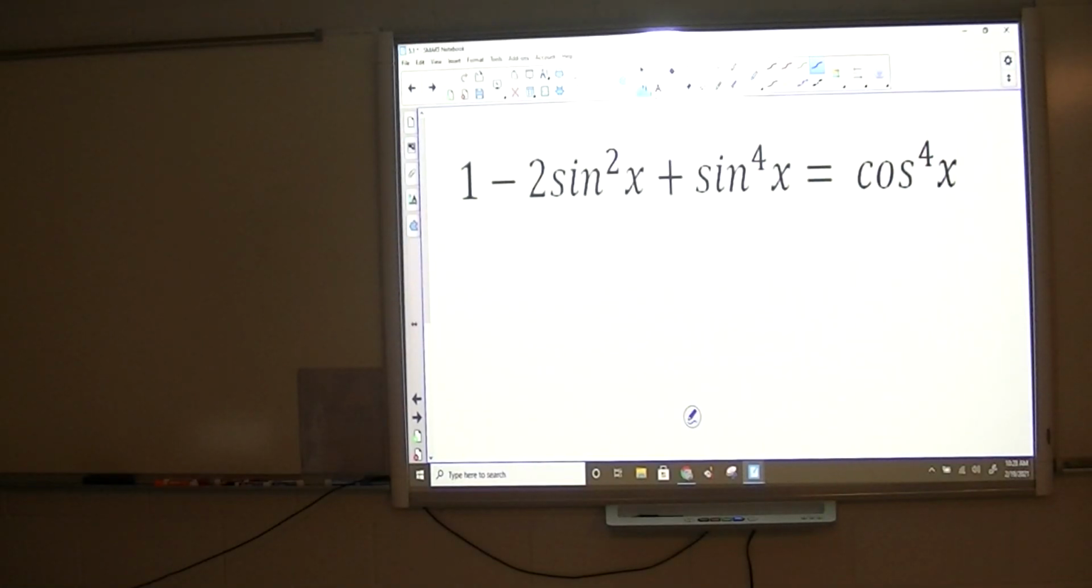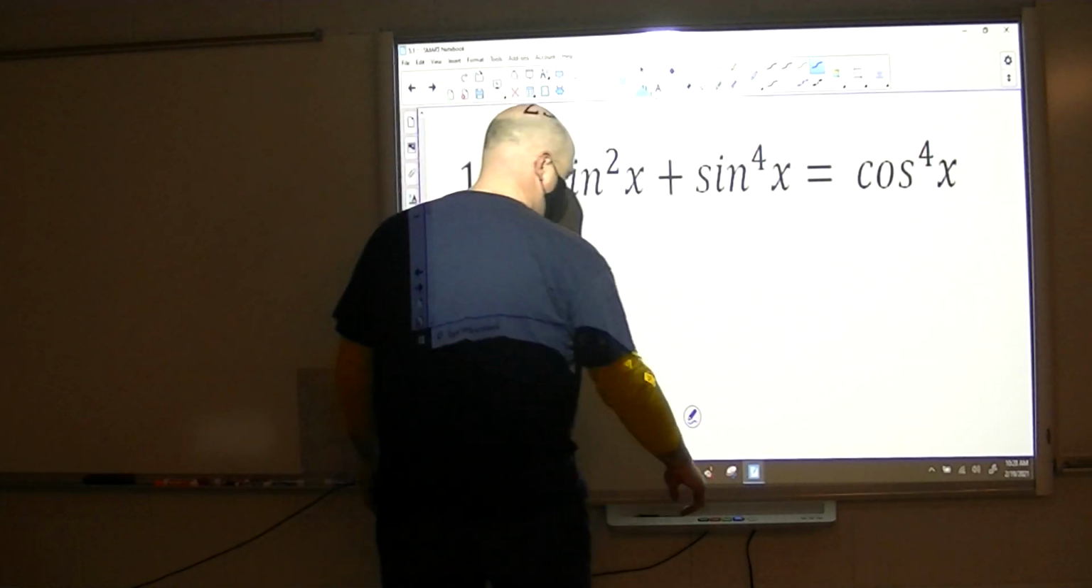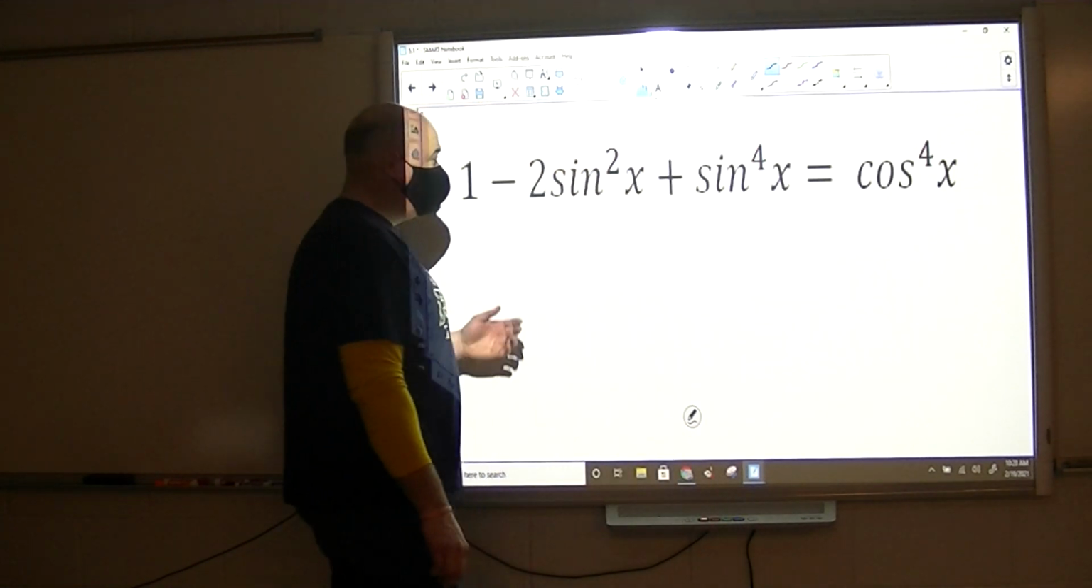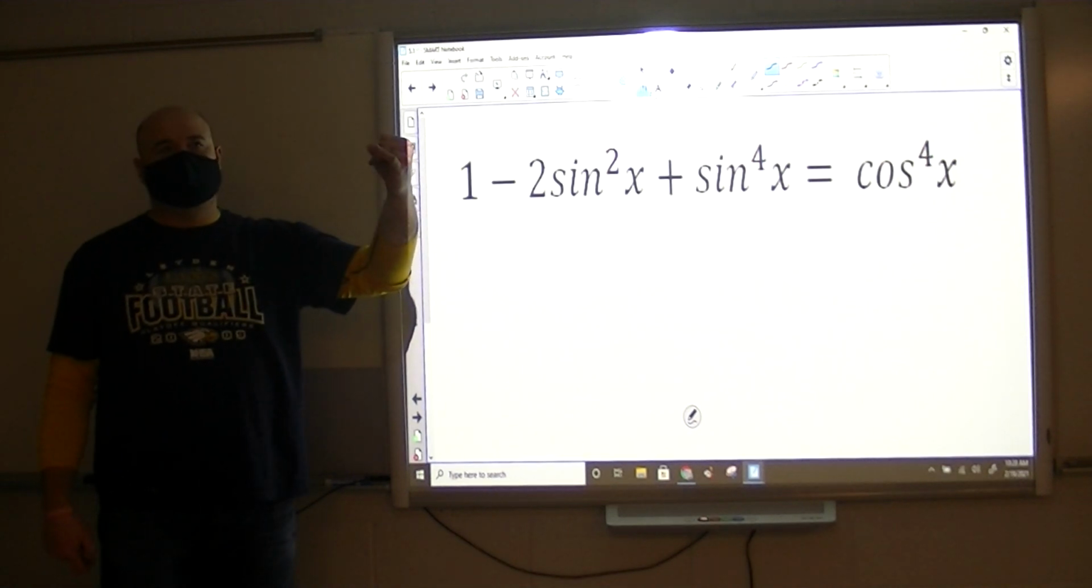Okay, let's do this one. This one presents a new challenge for us, okay? So, first of all, toolbox. Write everything in terms of sine and cosine.